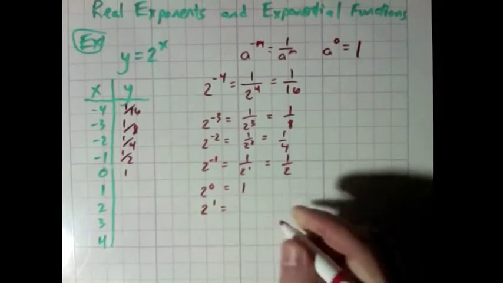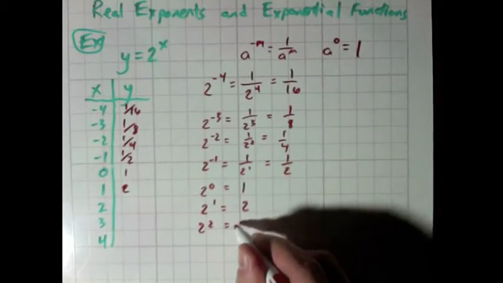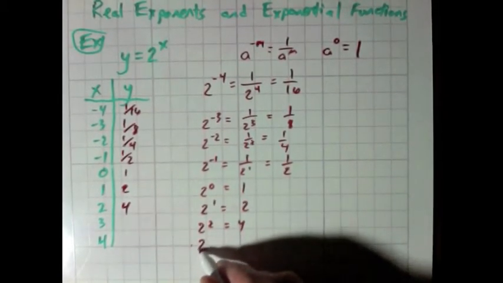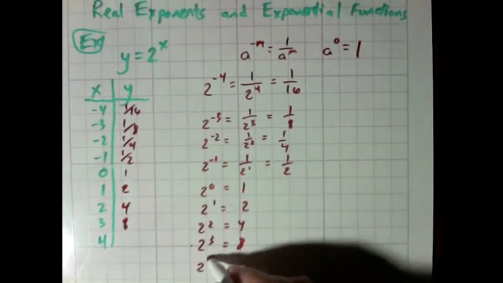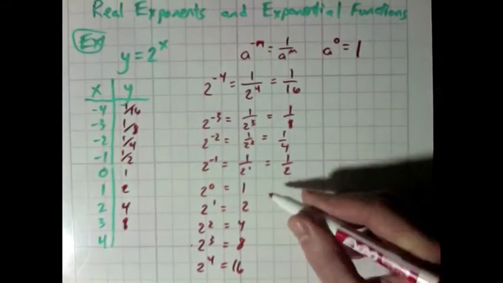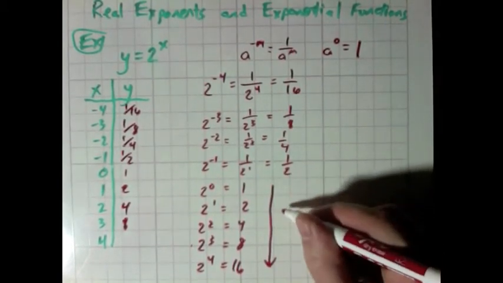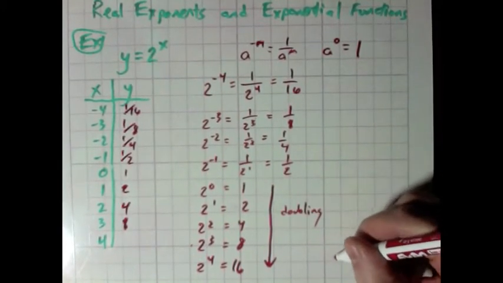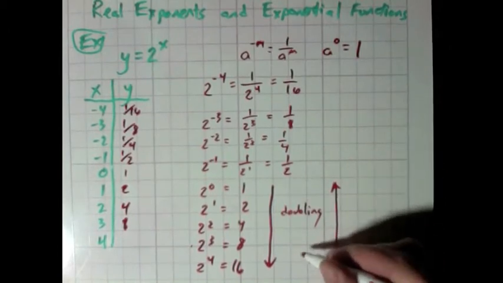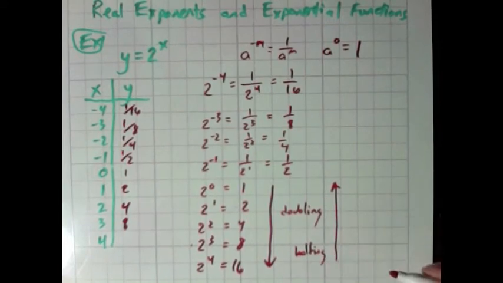So 2 to the 1st, these are a little bit easier for us to calculate, is 2. 2 squared is 4. 2 to the 3rd is 8. And 2 to the 4th is 16. And I think you can recognize the pattern going in this direction for the y-coordinates appears to be doubling, whereas the pattern going in this direction is simply halving. That's probably spelled with a V, but once again, I'm a math teacher.